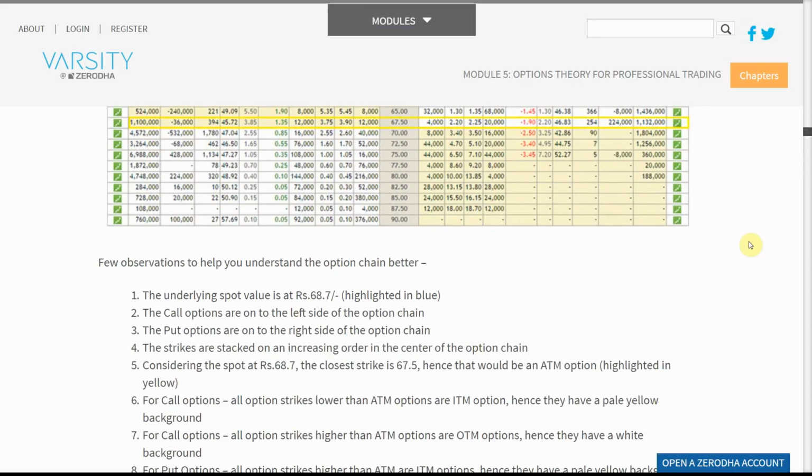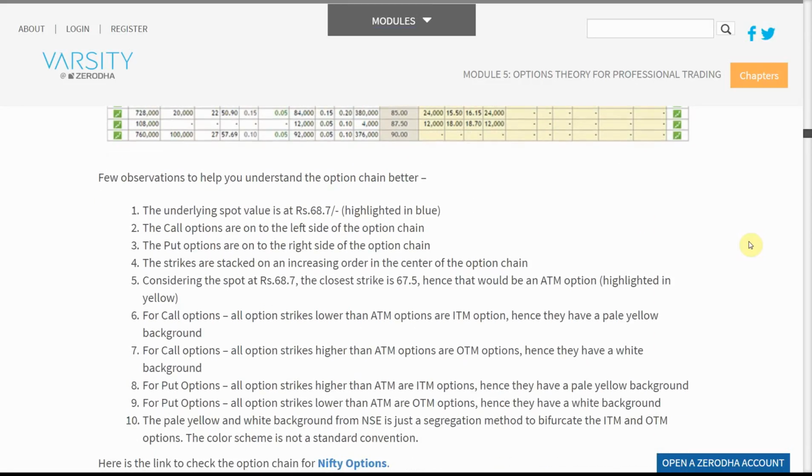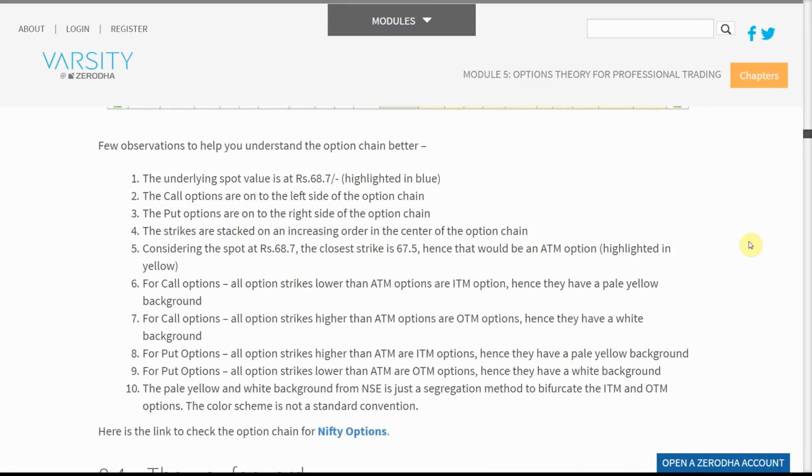The pale yellow and white background from NSE is just a segregation method to bifurcate the ITM and OTM options. The color scheme is not a standard convention. Here is the link to check the option chain for Nifty options.